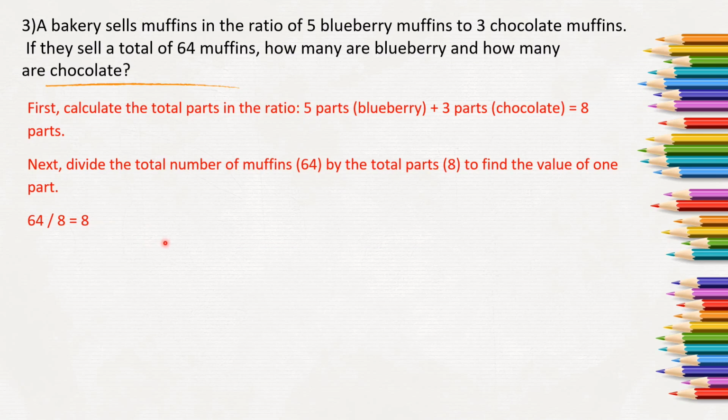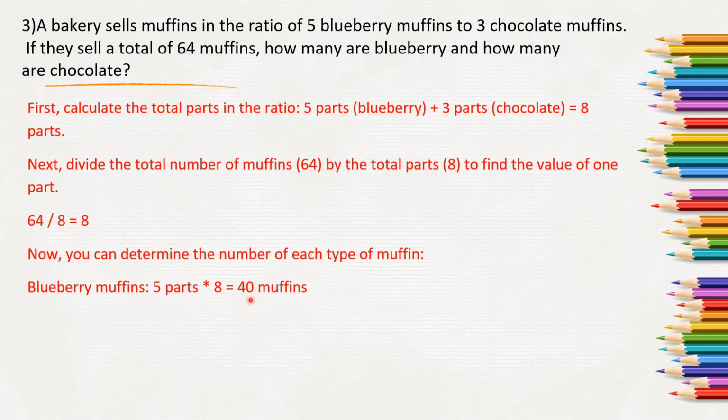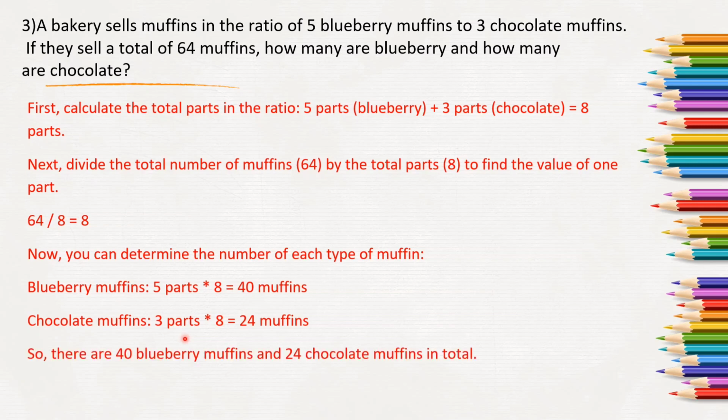Now what can we do? Now we can find the number of blueberry and chocolate muffins in these 8 sets. So blueberry muffins are 5 parts, 5 parts into 8 sets. If we do, we'll be able to get 5 into 8 is 40. So blueberry muffins are 40 and chocolate muffins are 3 parts. Yes, 3 parts, which we have to multiply by 8 sets, which is equal to 24 muffins. So there are 40 blueberry muffins and 24 chocolate muffins in total.